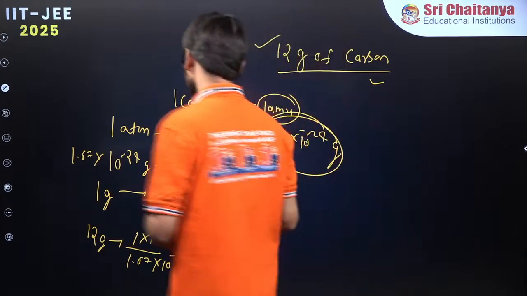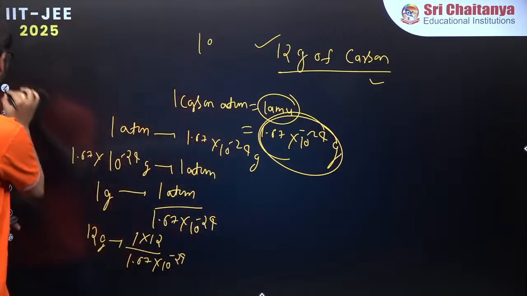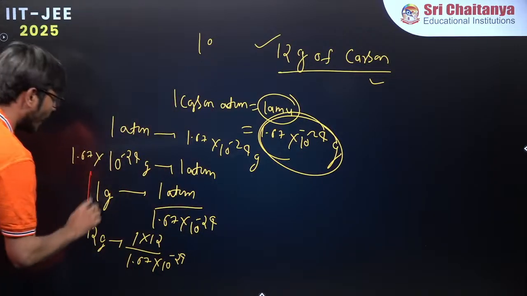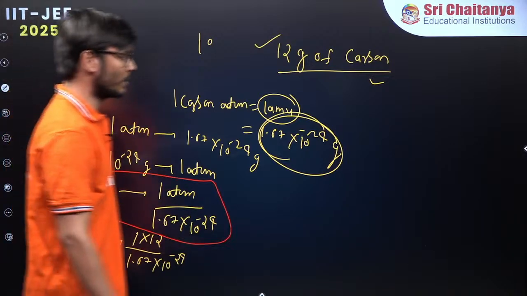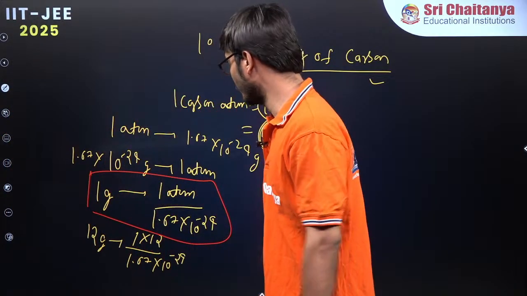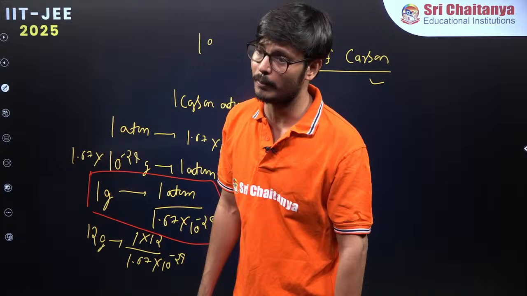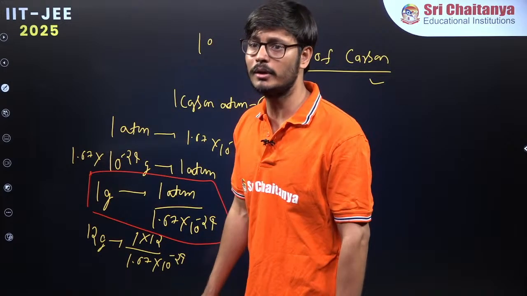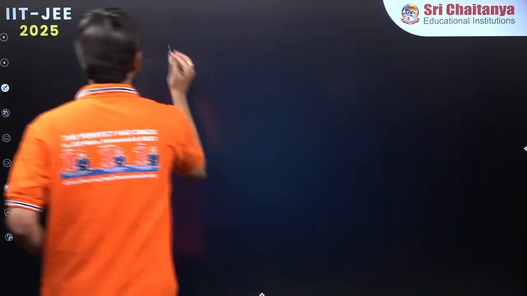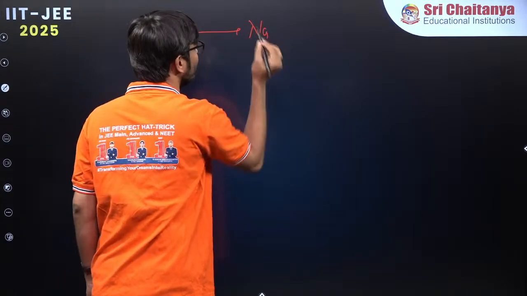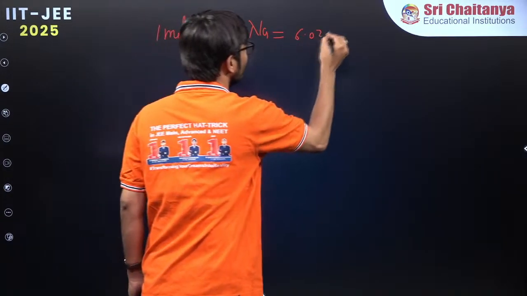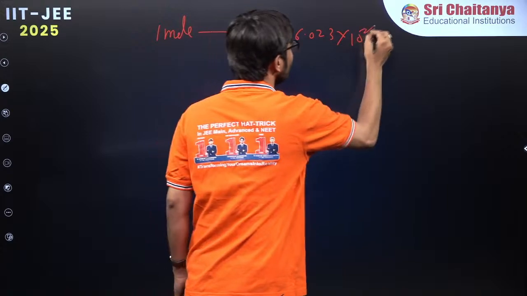So from here, the concept came. Look at this number, beta. 1 gram is equal to 1.67 into 10 to the power minus 24. If you divide by this number, we will come to know the Avogadro number. That number will come as the Avogadro number. So what I can say is 1 mole is nothing but the Avogadro number, which is 6.023 into 10 to the power 23.